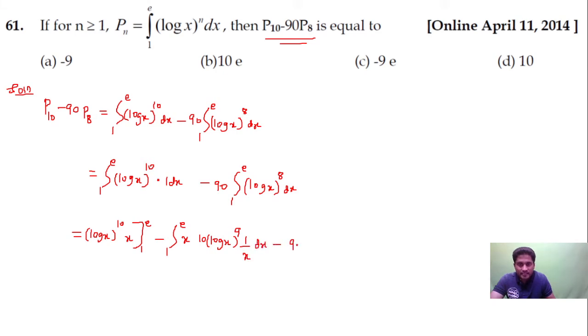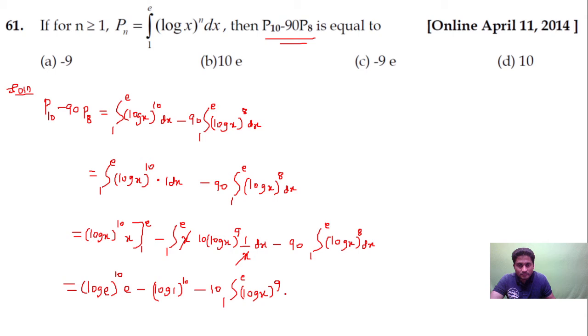This I'll keep as it is, 90 times the integral from 1 to e of (log x)^8 dx. I'm going to cancel this x and x. Upper limit will be (log e)^10 into e, minus lower limit, which is (log 1)^10. Minus 10, a constant, out, integral from 1 to e of (log x)^9 dx, minus 90 times the integral from 1 to e of (log x)^8 dx.